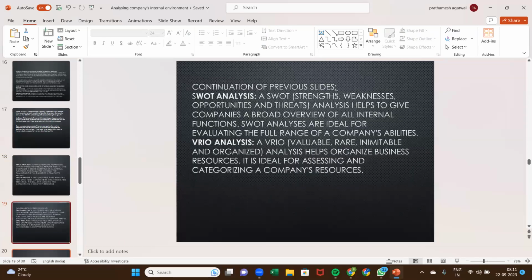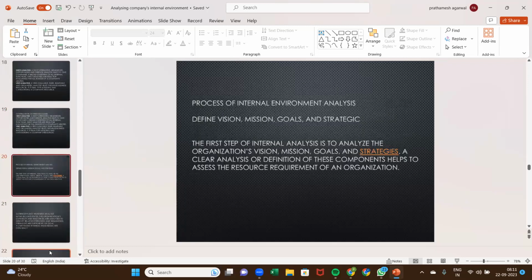Okay. Now, continuation of the previous slide. Now, what is the process? We saw the types of analysis. Now, let's see what is the process. The process of internal environment analysis consists of vision, mission, goals, and strategy. The first step of internal analysis is to analyze the organization's vision, mission, goals, and strategies.